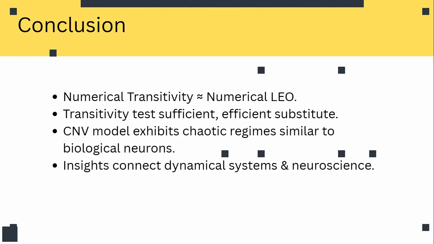In the conclusion, first, numerical transitivity and numerical LEO are robust tools for detecting chaos in 1D maps. The second is they yield almost identical results, making transitivity a fast substitute for LEO. Applying them to a CNV model reveals chaotic spiking behavior analogous to real neurons. Our study bridges dynamical system theory and neuroscience.